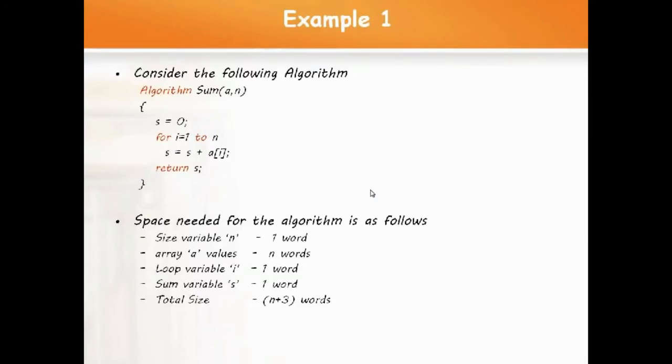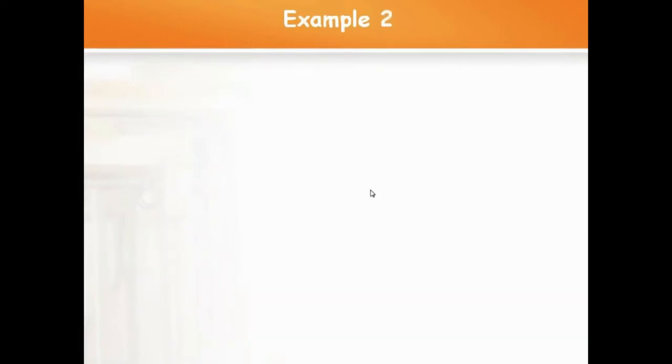We do have a loop variable I which is iterating from 1 to n. Therefore, to store the value of I, we require space of 1 word. We are calculating the sum in the variable s. So, to store it, we require 1 word of space. Now, the total size required is n plus 3 words. Hence, I can say that the space required to calculate the sum of n numbers in an array will be greater than or equal to n plus 3 words.